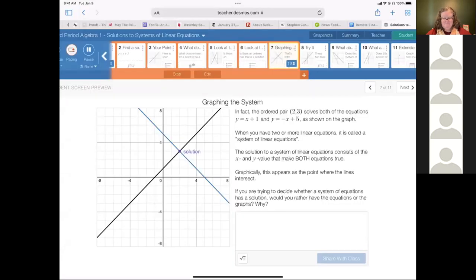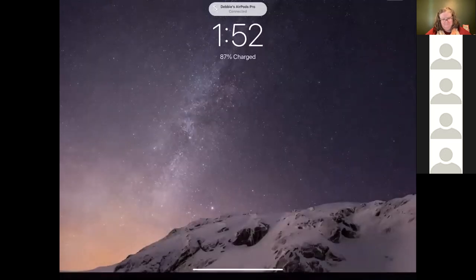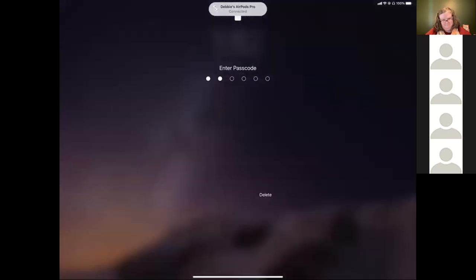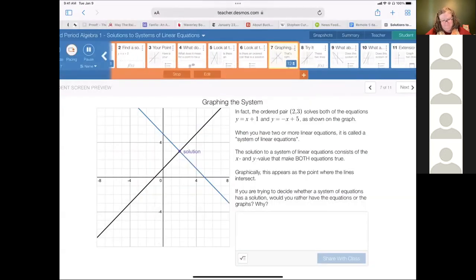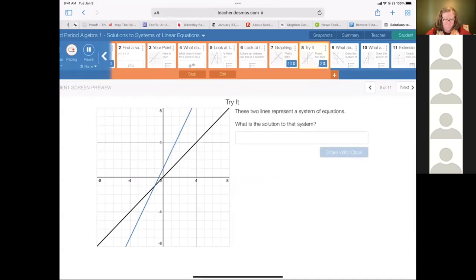All right, I'm going to open you all to slide 8. These two lines represent a system of equations. What is the solution to that system?